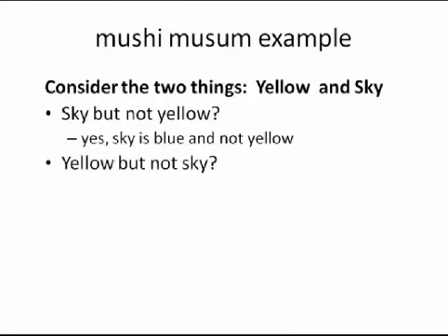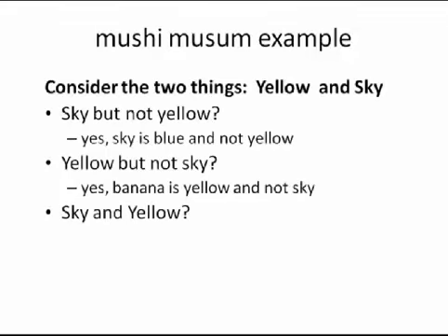What about something, can something be yellow but not be sky? Here again we think in our head, can we find an example of something that's yellow but not sky? And I came up with banana. Yep, banana is yellow and it's not sky. So the second one is yes.